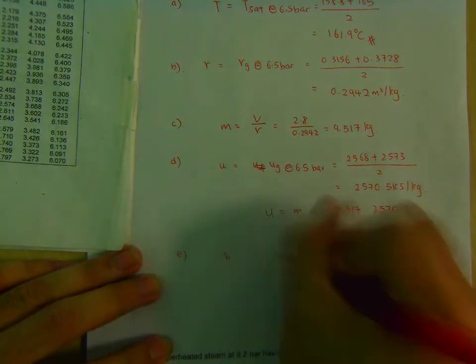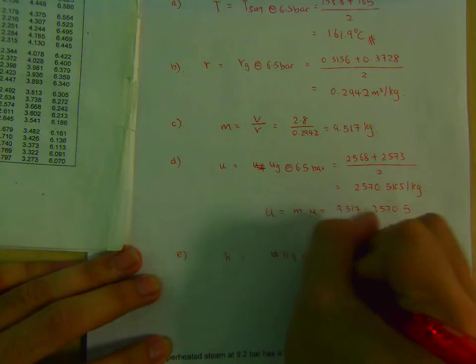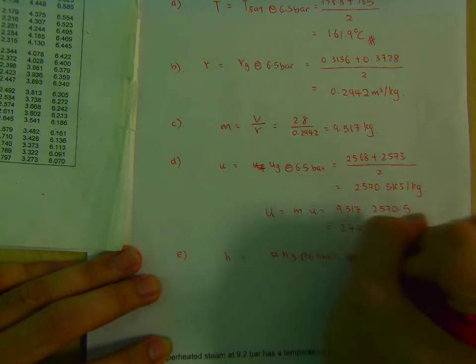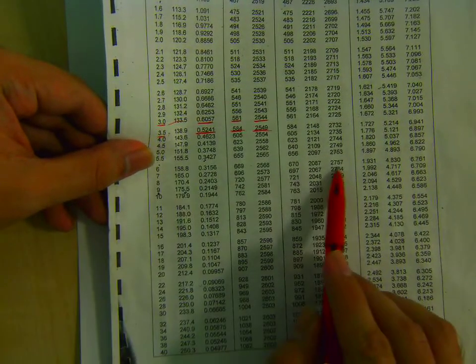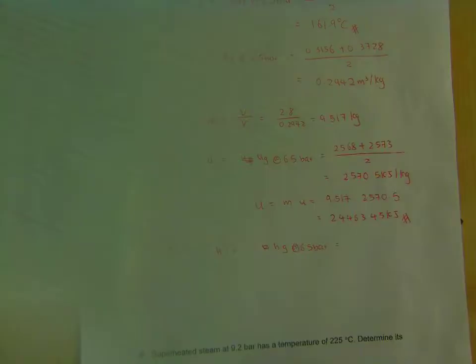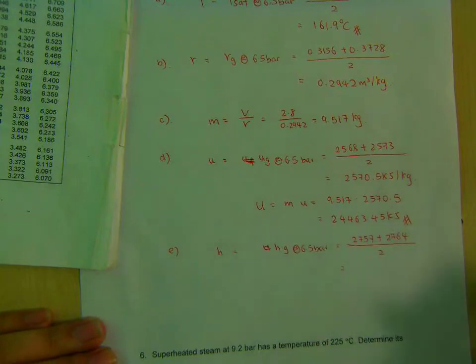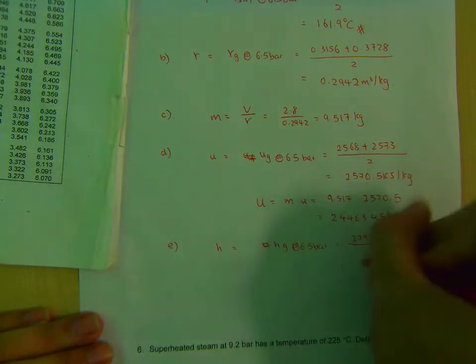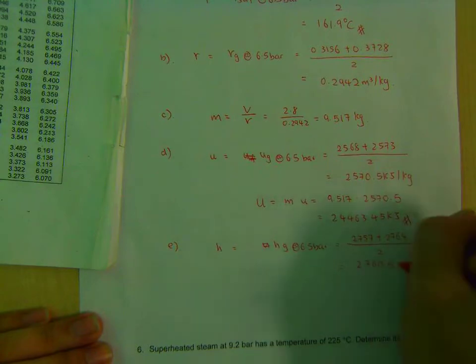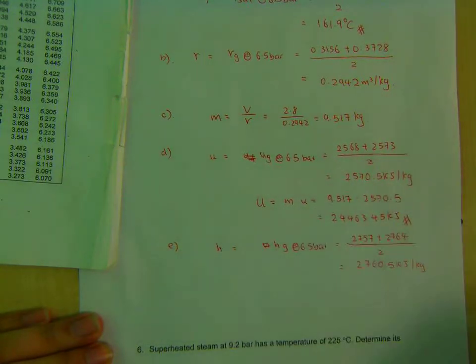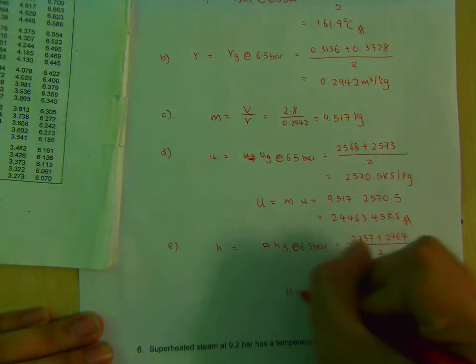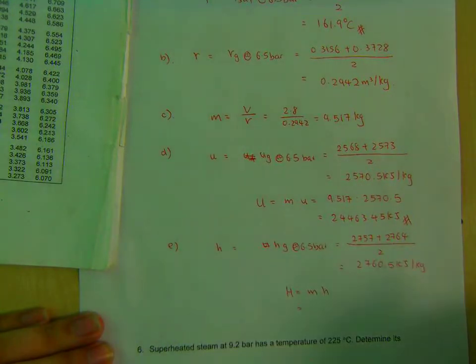Next, H, same thing, HG at 6.5 bar. 6.5 bar is between 6 and 7. HG is 2757 and 2764. So 2757 plus 2764 divided by 2 will be 2760.5 kilojoule per kg. So big H will be mass times small h. You can just get the value.